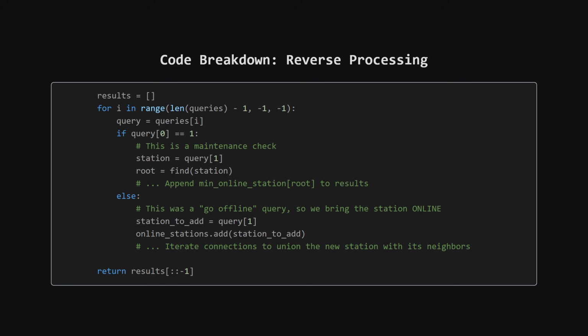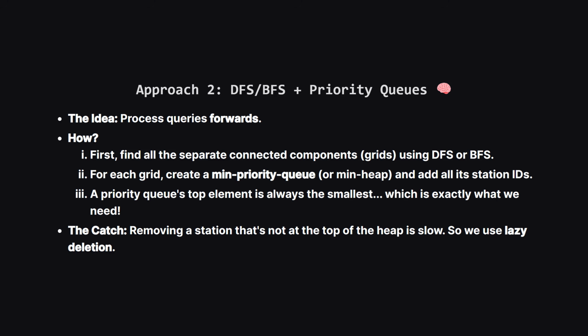We add that station back to our set of online stations. Then, we look through the original connections list and union this newly online station with any of its neighbors that are also currently online. At the very end, we just have to reverse our results array to get the correct order.